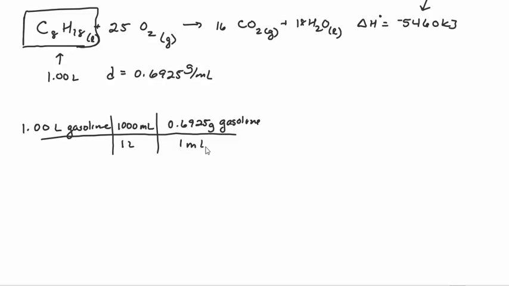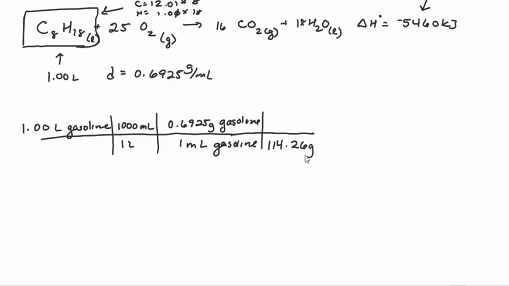I need to convert that into moles. So I calculate the molar mass of this compound. Remember, carbon is 12.01, and I have 8 of them. Hydrogen is 1.01, and I have 18 of them. So I multiply those things together, and I add them up, and I get the molar mass, or the formula mass, is 114.26 grams of C8H18 is 1 mole of C8H18. So I get these numbers here from the periodic table. These are the atomic masses. Just want to make sure everybody's clear where I'm getting that number.